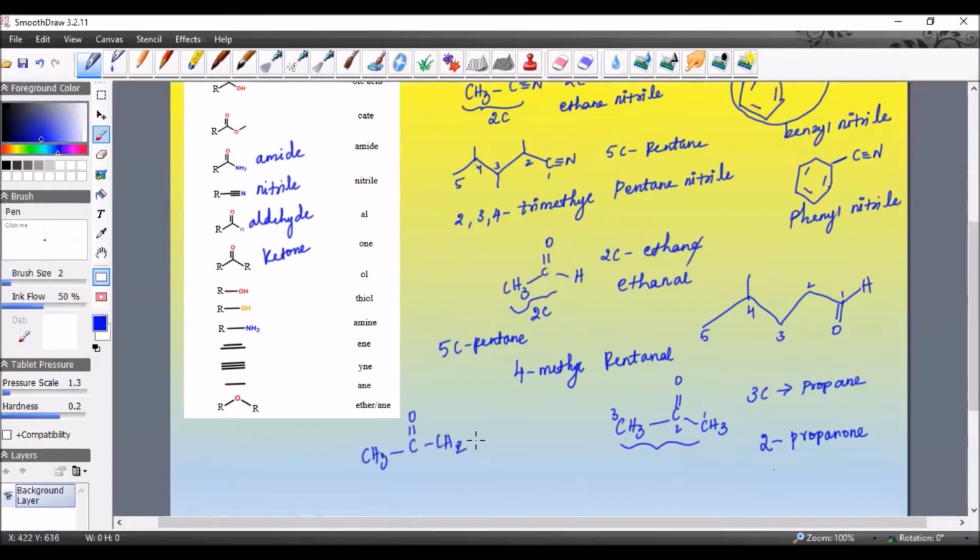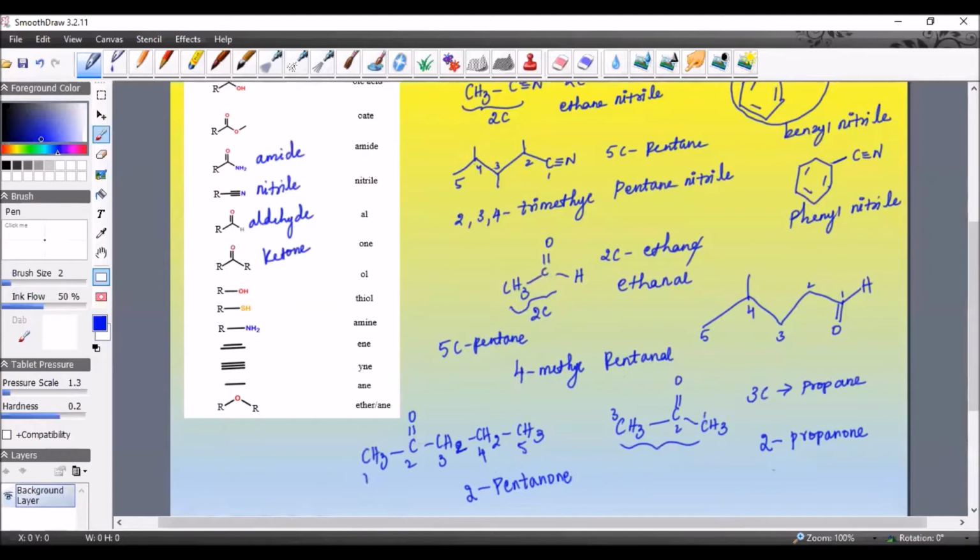Now what if you have this as the case? Clearly I'm doing it purposefully to make sure that the C double bond O is pushed to one side. In this case you start numbering from here, find the longest chain, which is pentane. So you can write pentanone first, and then find out this is in the second position, so 2-pentanone, right? So this is for ketones, right?